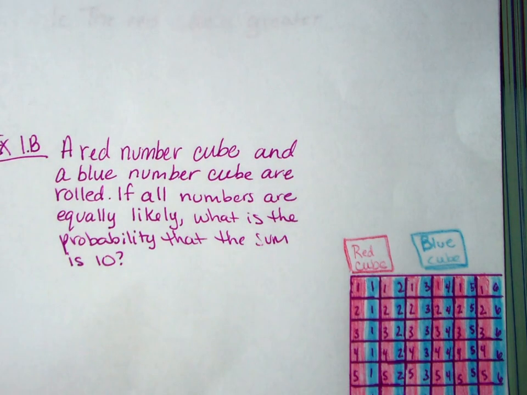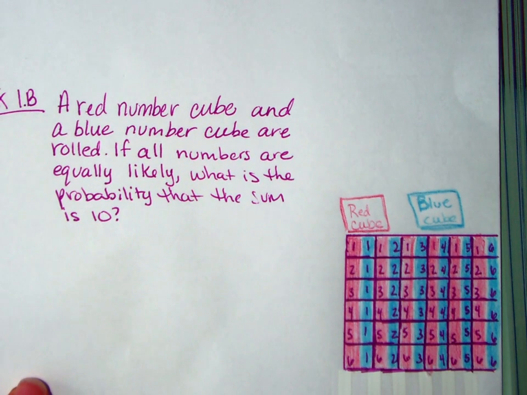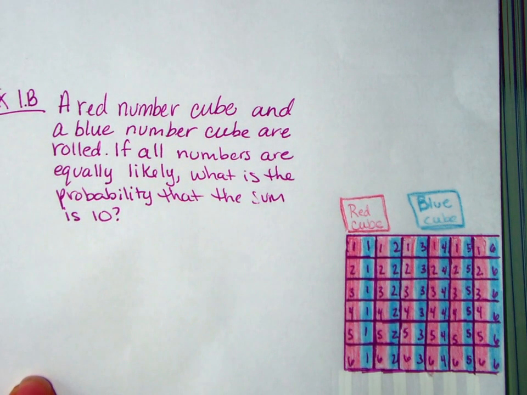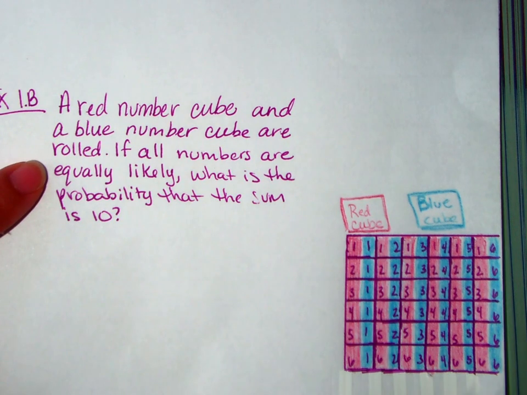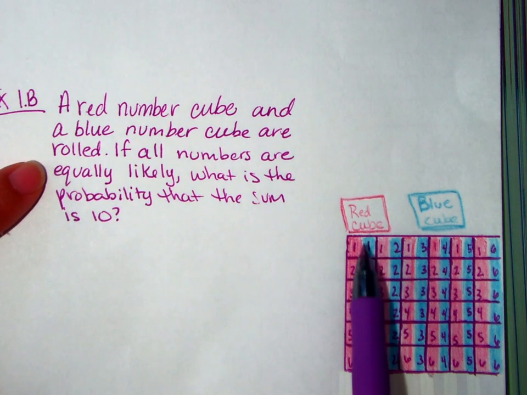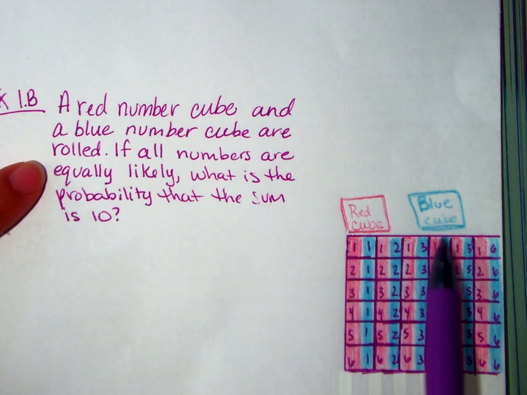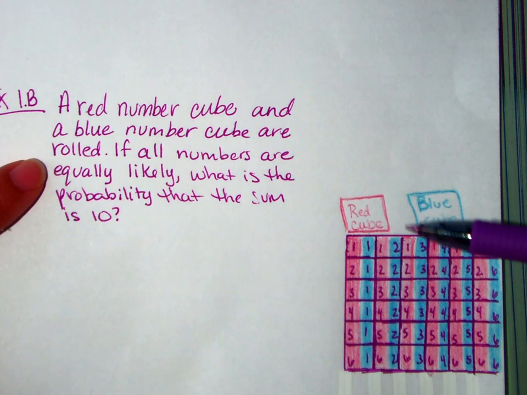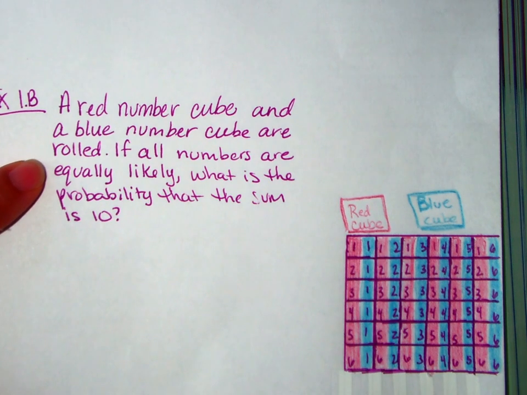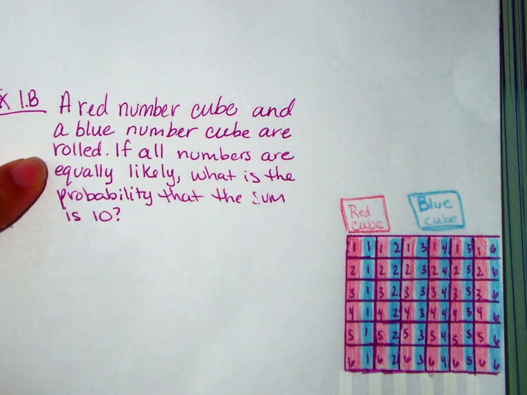we are going to talk about number cubes. Okay, so I have a little chart over here. A red number cube and a blue number cube are rolled. If all numbers are equally likely, what is the probability that the sum is 10? Okay, so you are rolling a red number cube and you are rolling a blue number cube. So number cubes, their faces are 1 through 6.